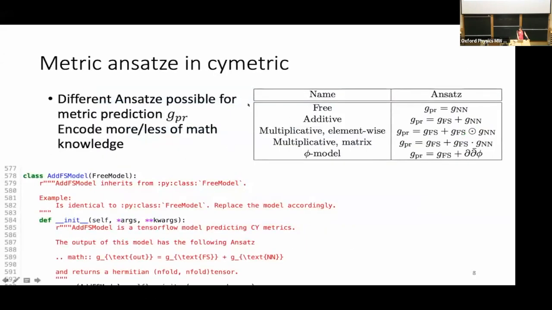So what do these metric ansatz look like? Here in the example, we saw this particular multiplicative ansatz. There are different ansatz that one can choose. So one would be to have a completely free neural net, where we don't tell the computer anything about what it is that we want to have. This is bad for different reasons. So one is that the network has to learn all the variations in the network.